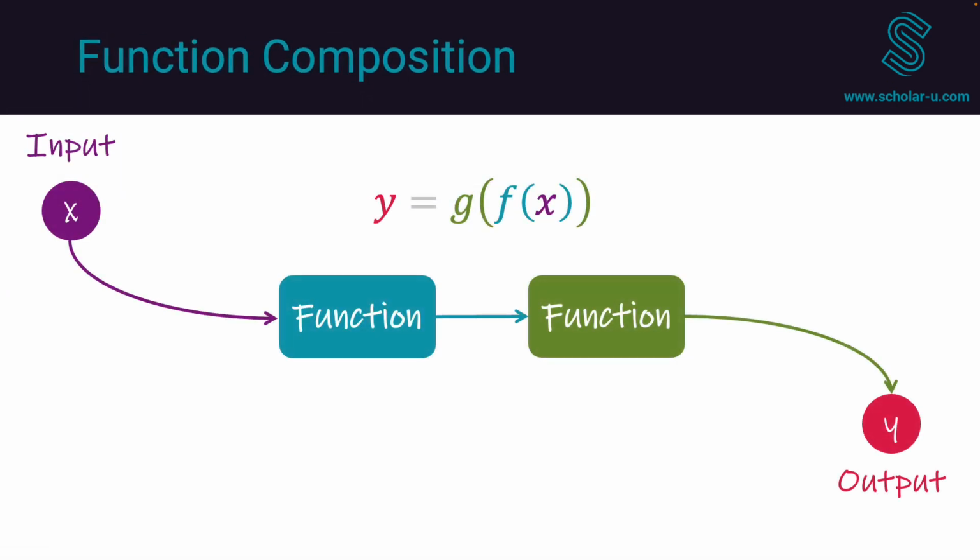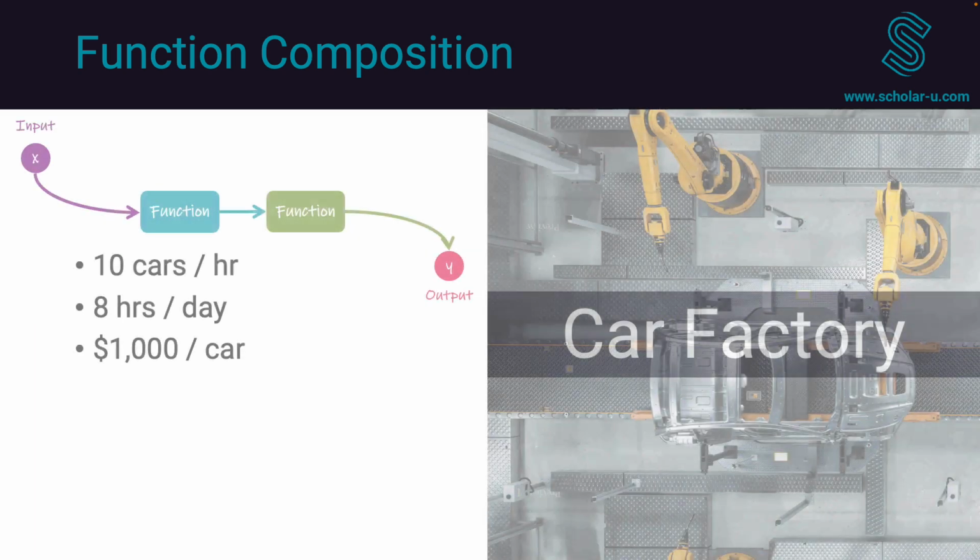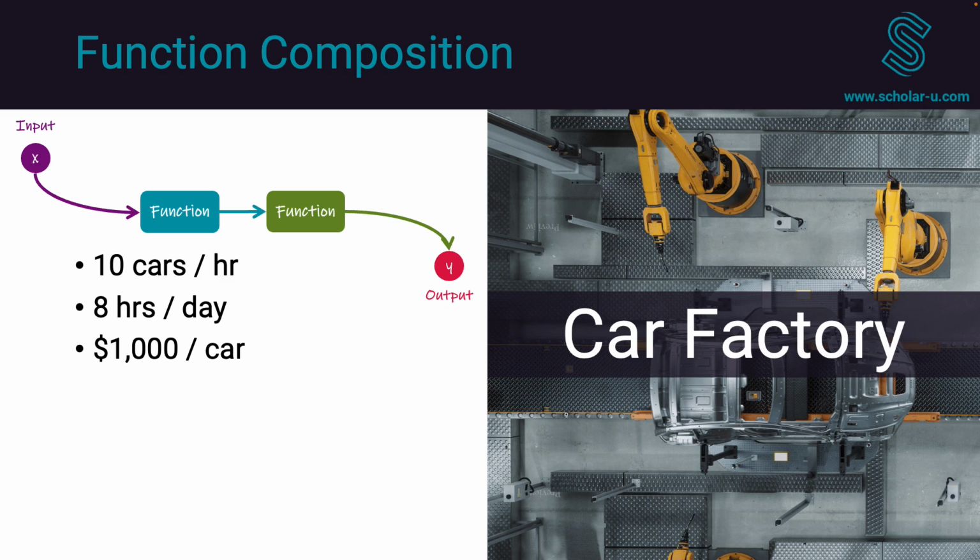Sometimes we have functions that are linked together, meaning the output of one function becomes the input of another. For instance, let's consider a car factory example. Suppose this factory produces 10 cars per hour for 8 hours a day. Each car has a material cost of $1,000, and we want to calculate the total material cost per day.